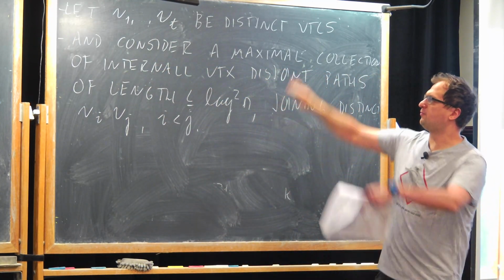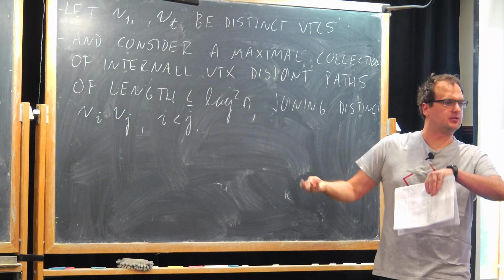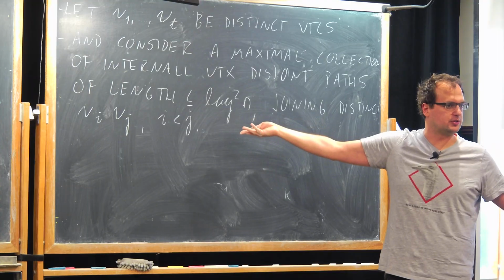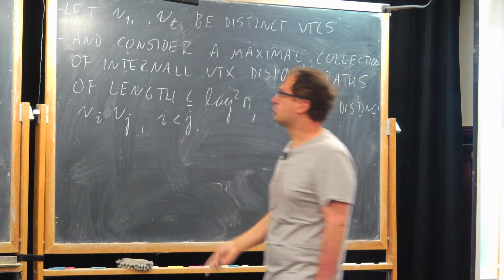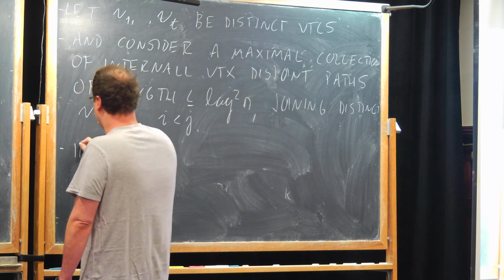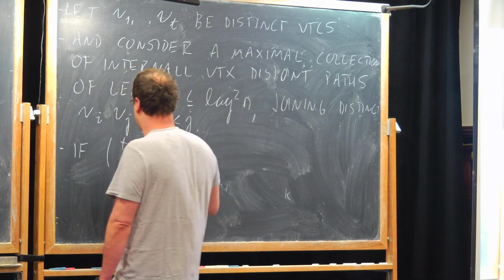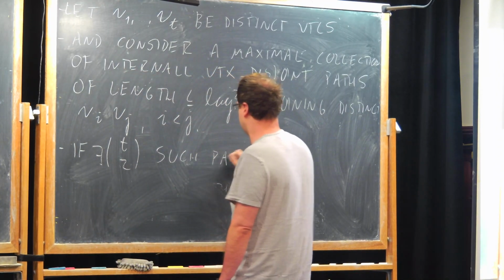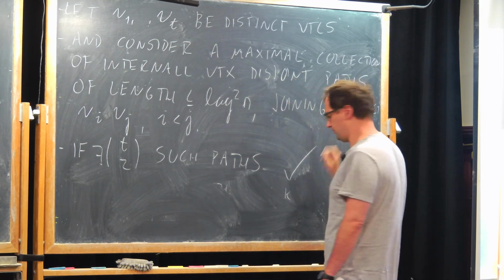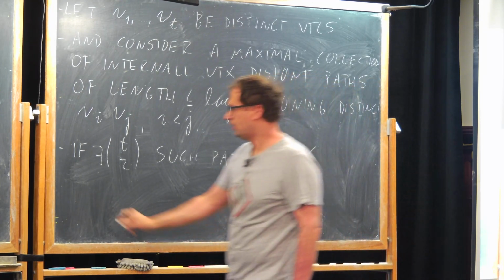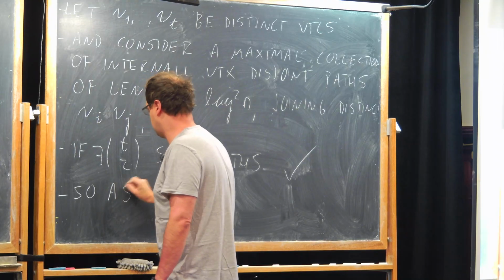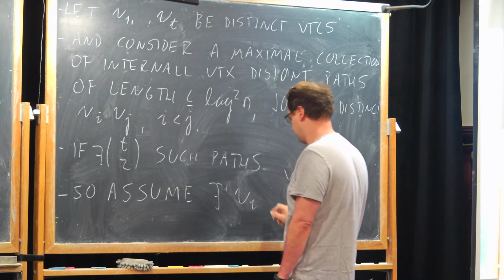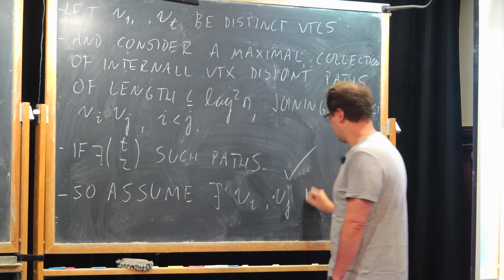Right? So you fix your anchor points, you keep adding paths so long as you can. If you actually add the path between any two, you're done. That's your topological clique you want. So assume that there is one where we don't. If t choose 2 such paths, we are done. So assume there exists vi, vj without a path.